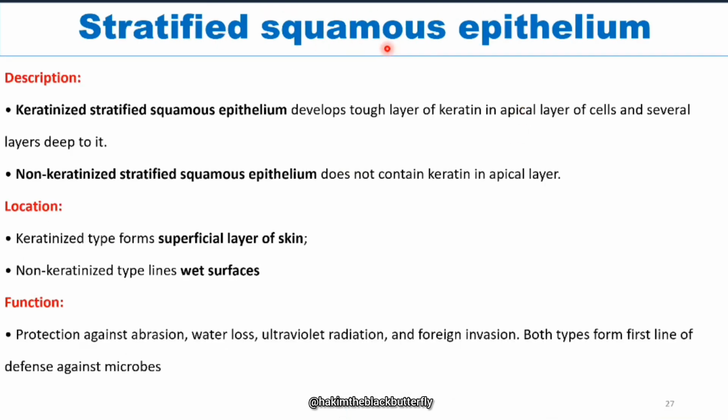Stratified squamous epithelium. Now this one, it's called stratified squamous. It's self-explanatory. It's an epithelium with many layers of cells, and most of these layers are going to be thin and flat. And this epithelium is categorized into two. We have the keratinized type and the non-keratinized type. The keratinized type is going to be found within the skin. Then the non-keratinized type is going to be found in the wet surfaces of the body.